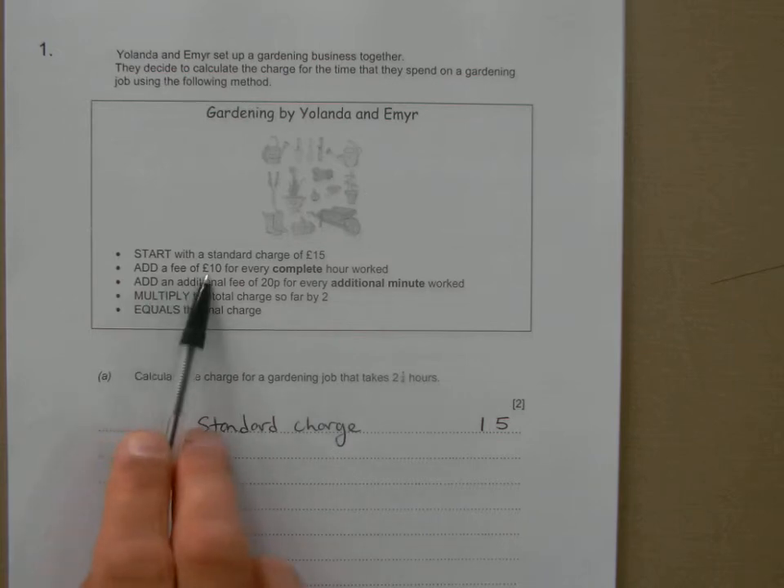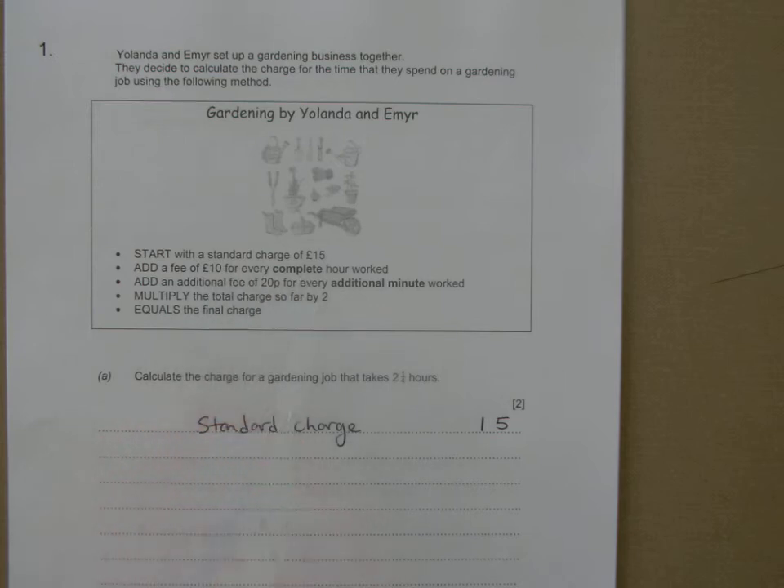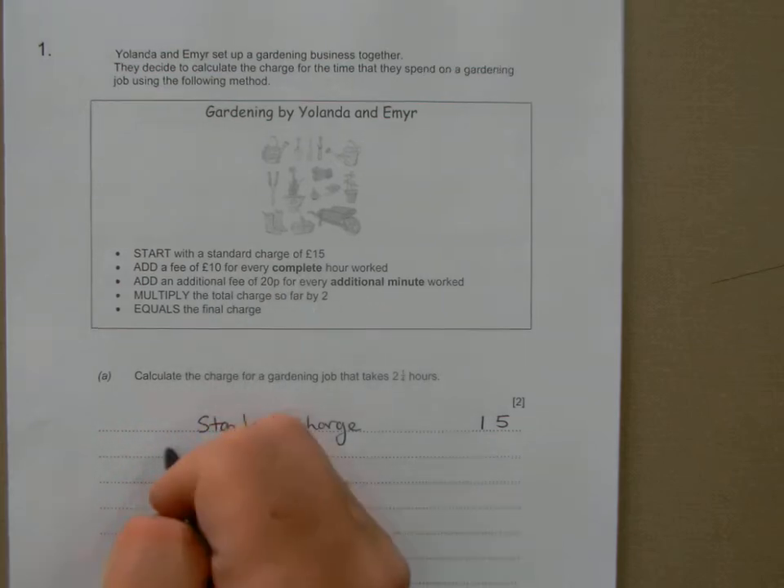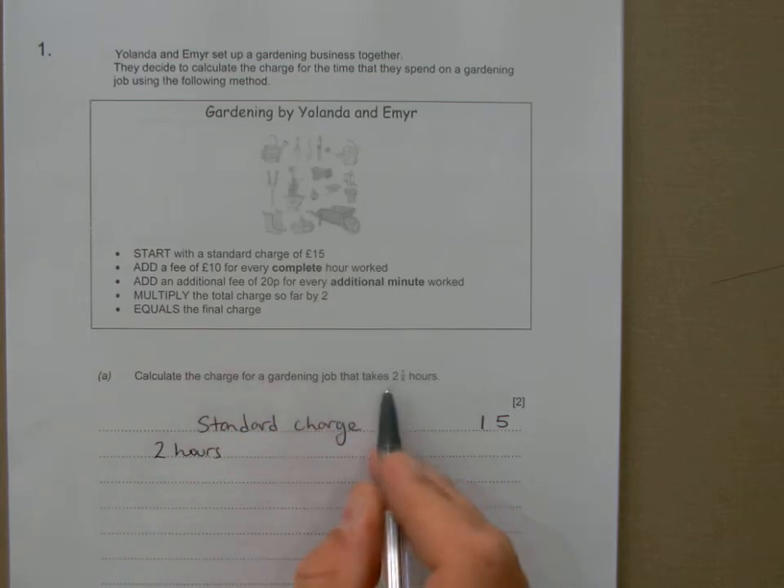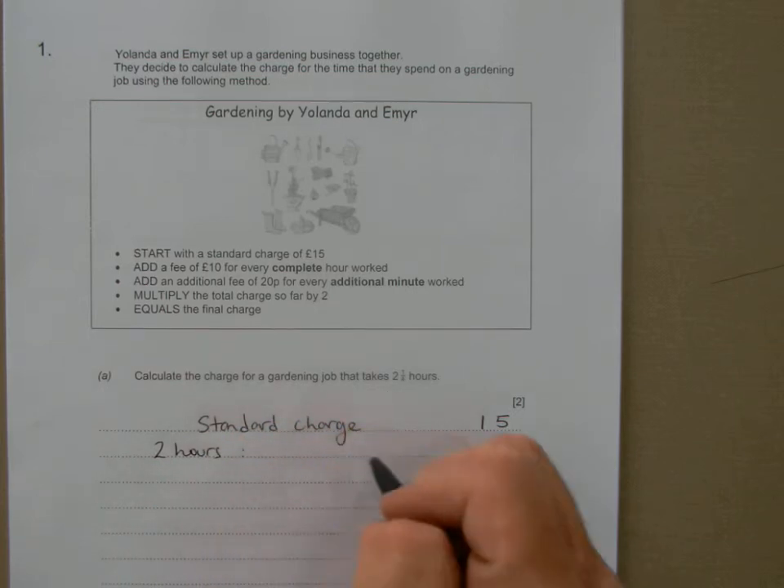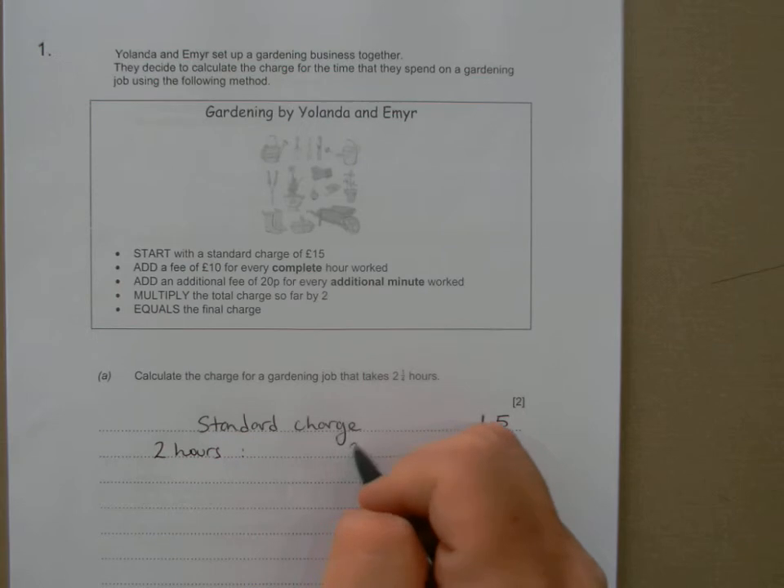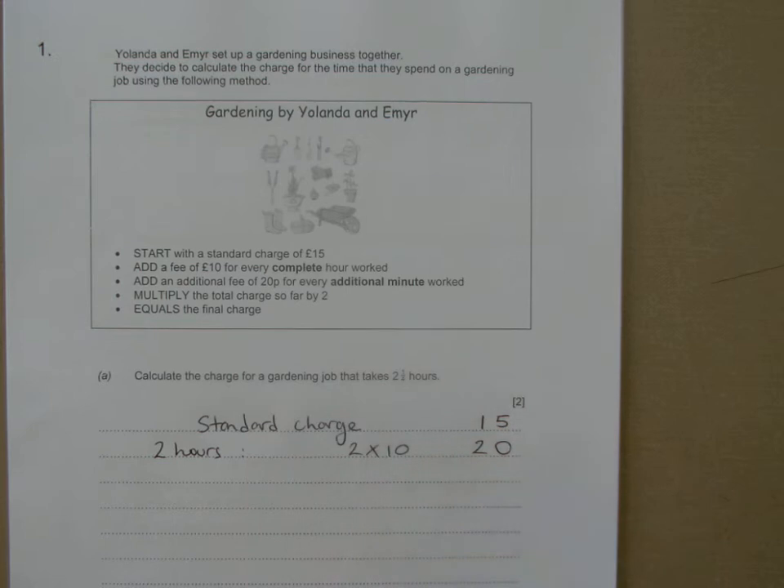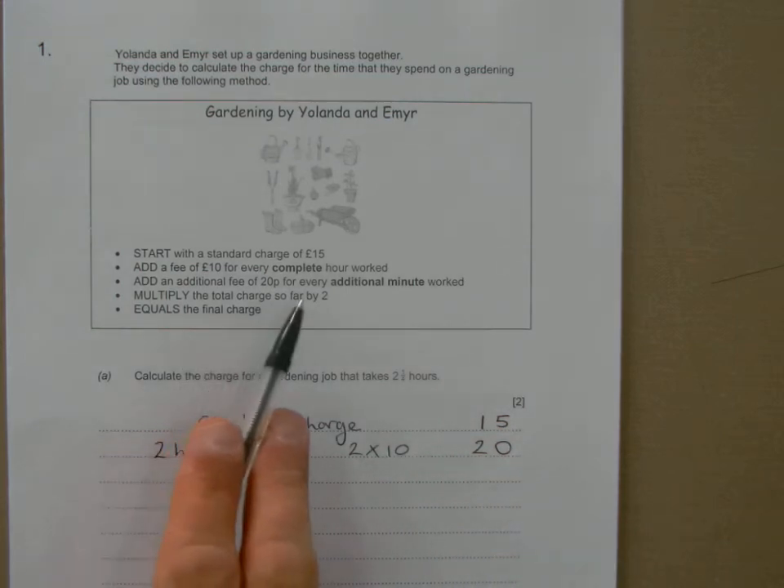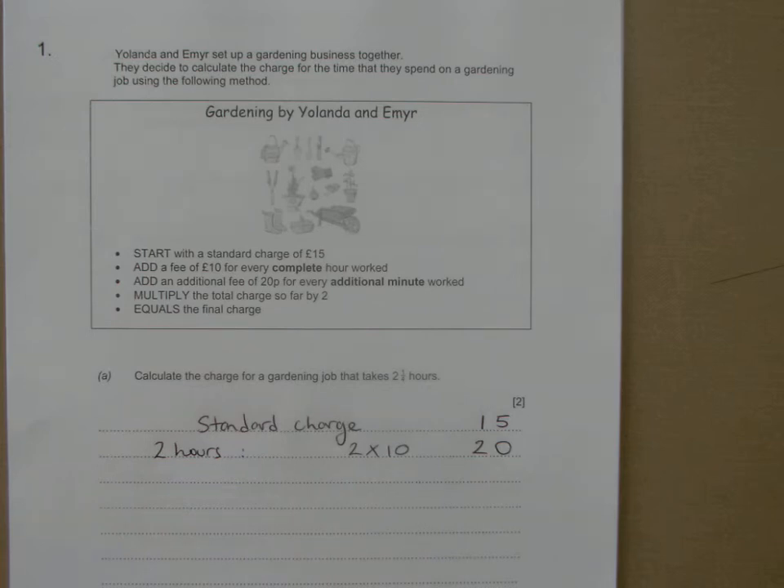Then it says add a fee of £10 for every complete hour worked. Well, there's 2 complete hours, so 2 hours would lead to a charge of 2 times £10, which would work out to be £20. And then add an additional fee of 20 pence for every additional minute worked.